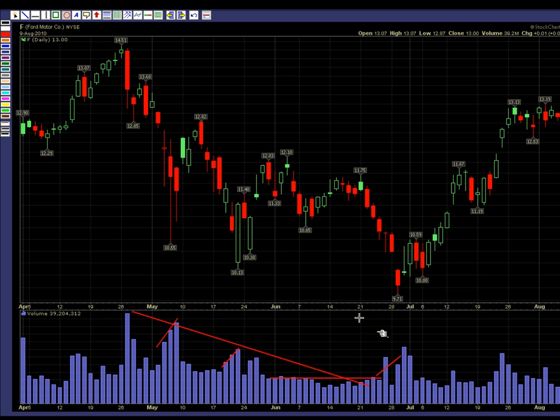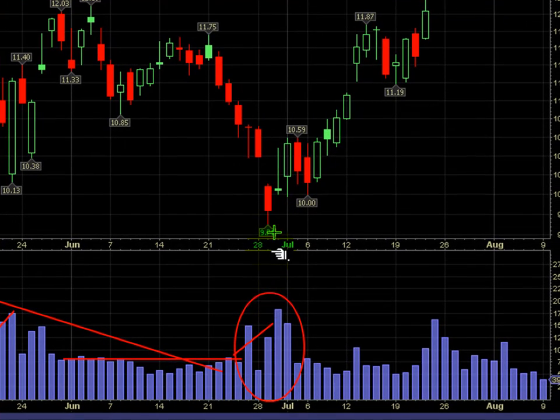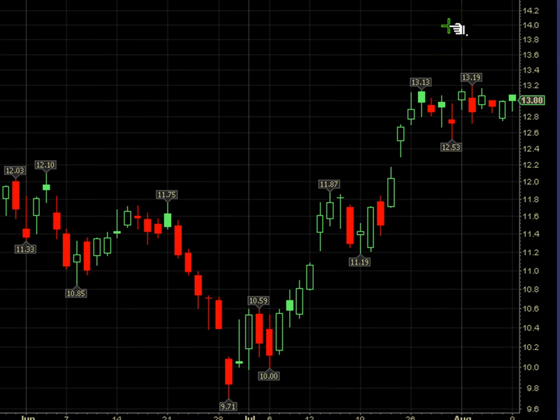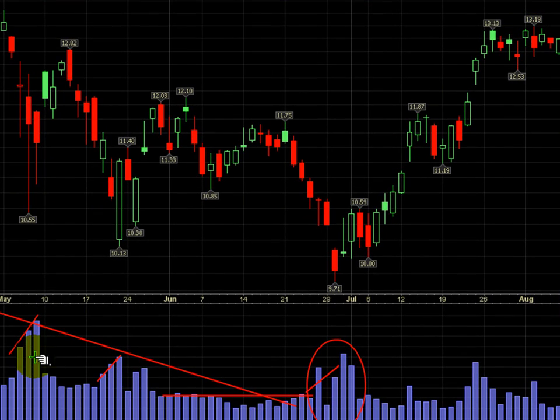We'll use a circle because we saw strong volume over several trading days. At a low of 9.71, we saw a lot of volume pick up in the stock, and this gave us a suggestion that we're going to see another rally. In this case, we saw a very large rally from 9.71 all the way to $13.19, much bigger than the other rallies that we saw.